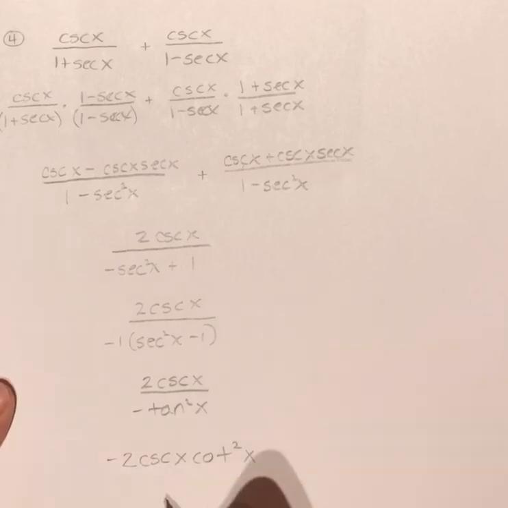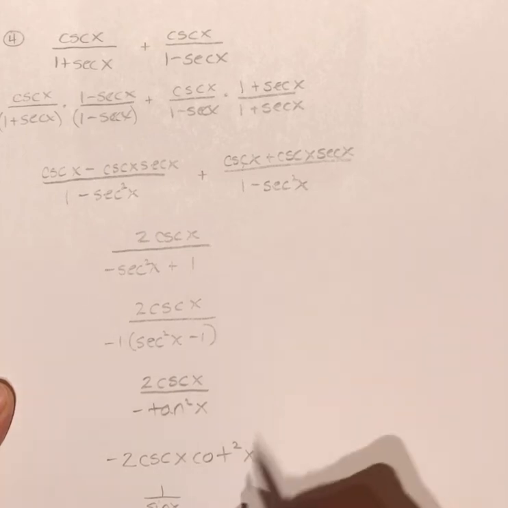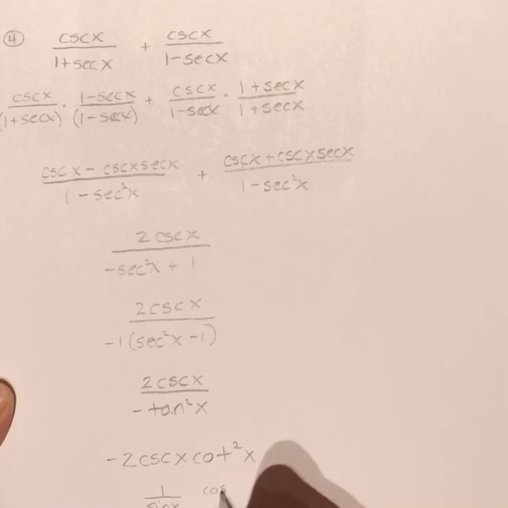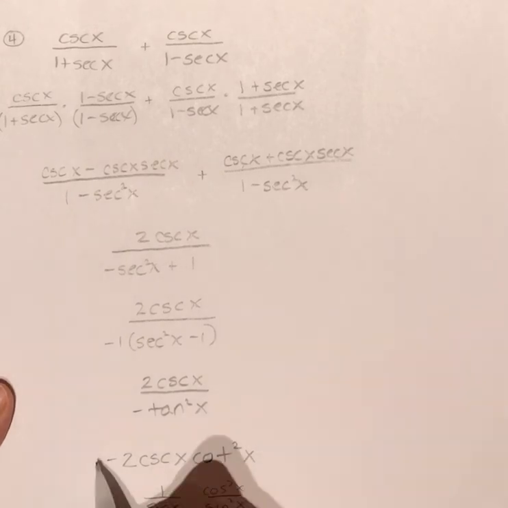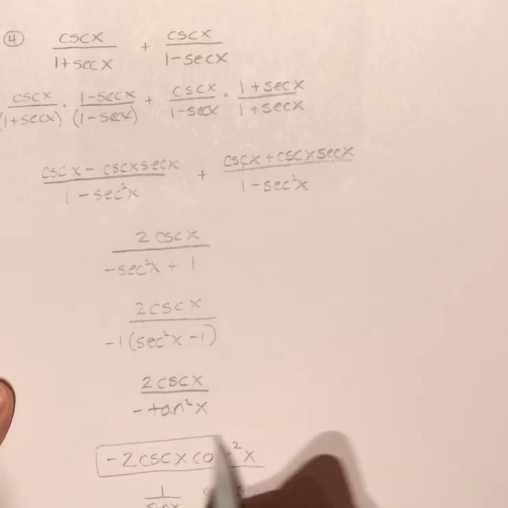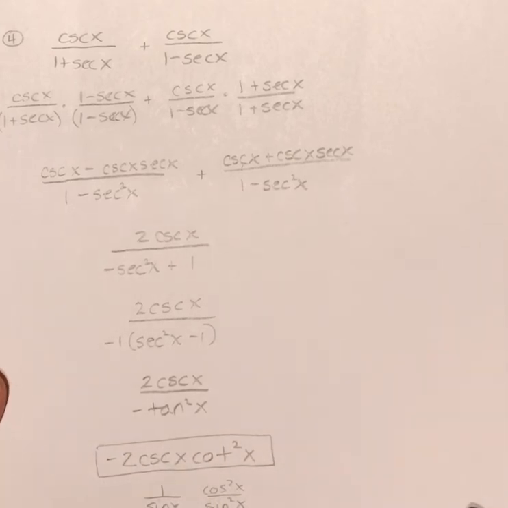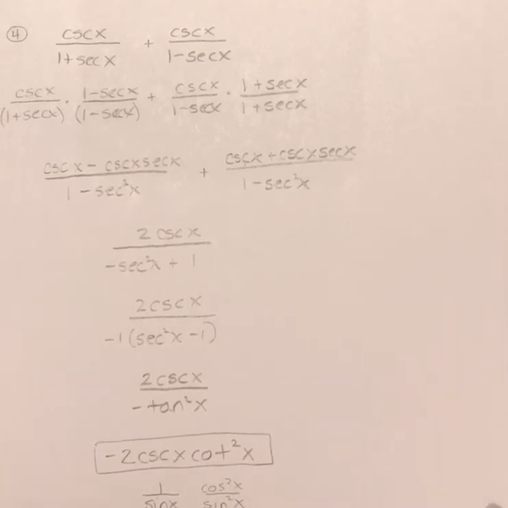This is equal to 1 over sine of x, and cotangent squared is equal to the cosine squared of x over the sine squared of x. And so because all of my sine squares are on the bottom, nothing's going to cancel, and this is your final answer. Now, you may be asking, how do I know when to stop? How do I know where to go?